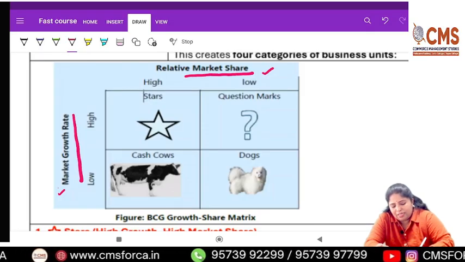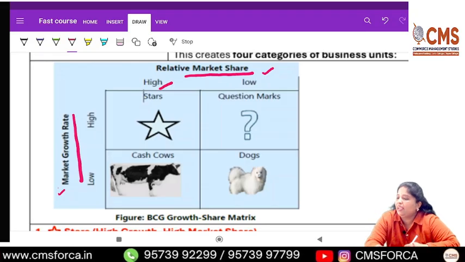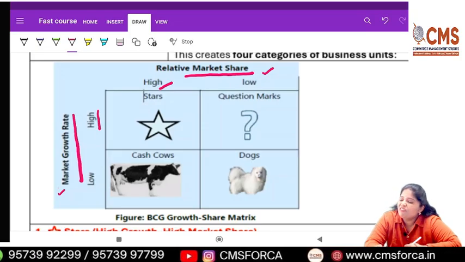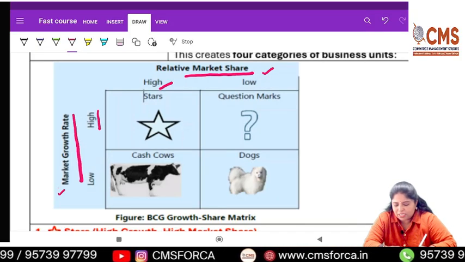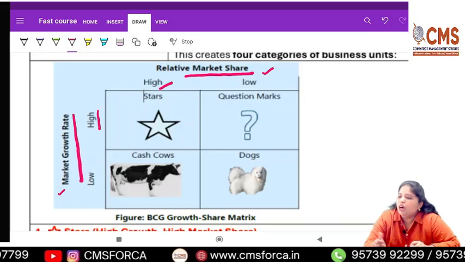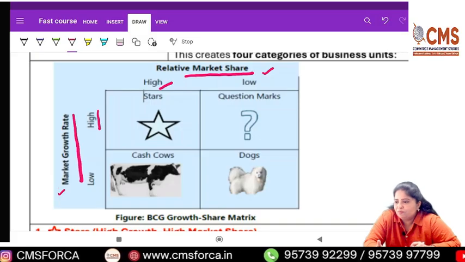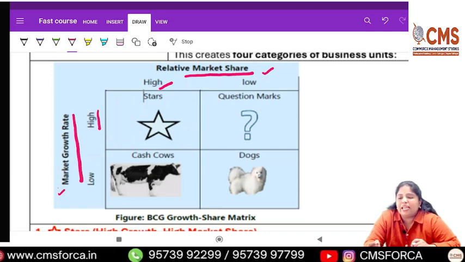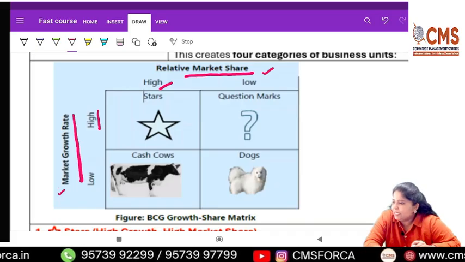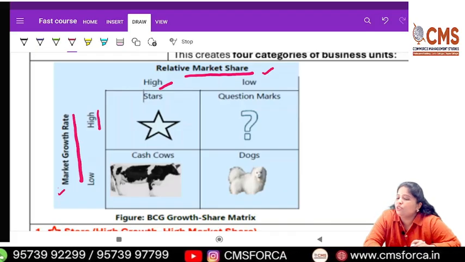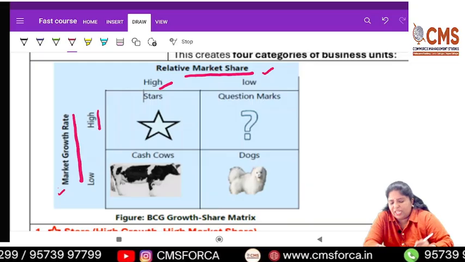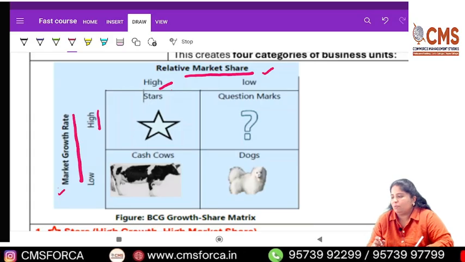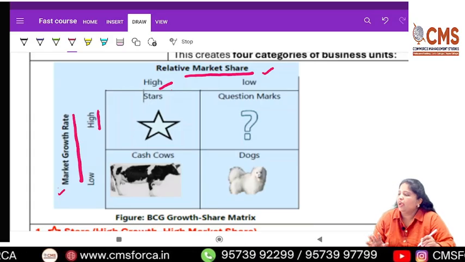For star category, the market share is high and market growth is also high. So both the factors are high. That means they already have a very good market position. They can see fast growth. They can expect good profits and returns, and their market share is already high. Further growth is also seen because market growth rate is also high.